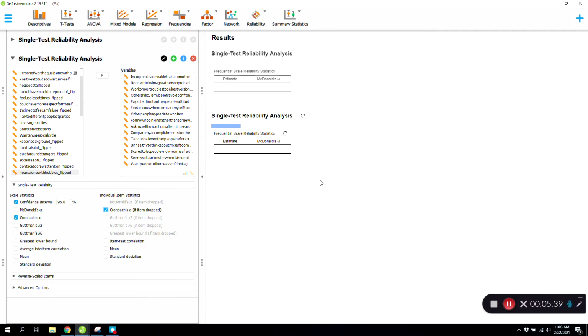Again, dots in the room. This is taking time. JASP is looking at this. How does this fit? Are these measuring in the same pattern across all these 15 items? Does this make sense? Is it going to work?